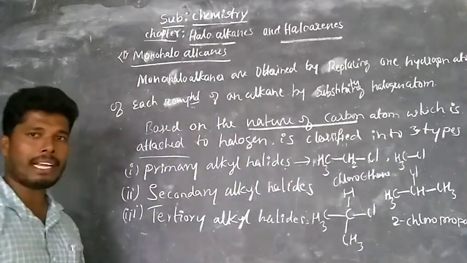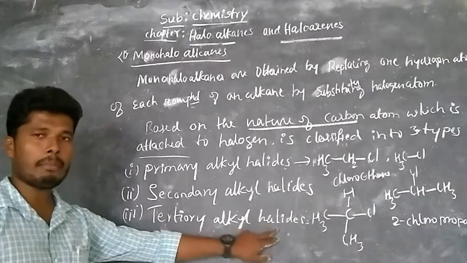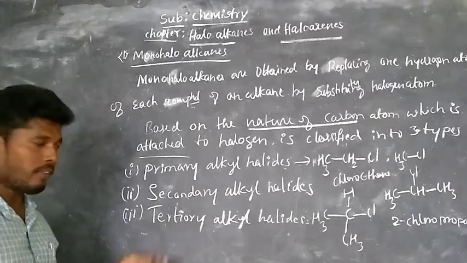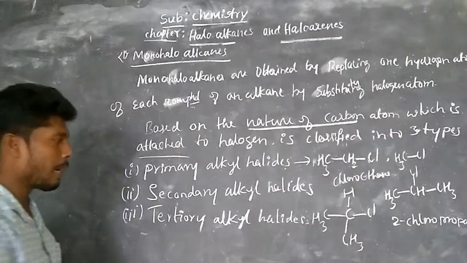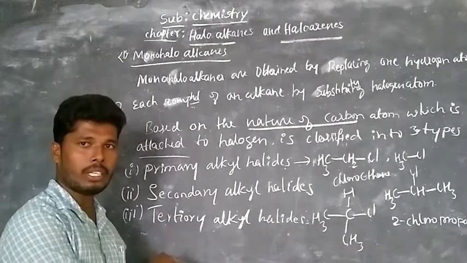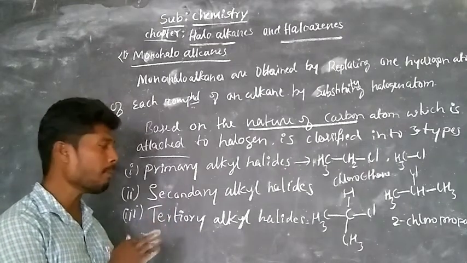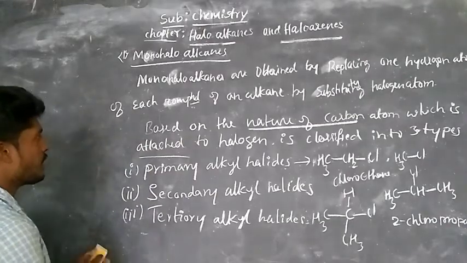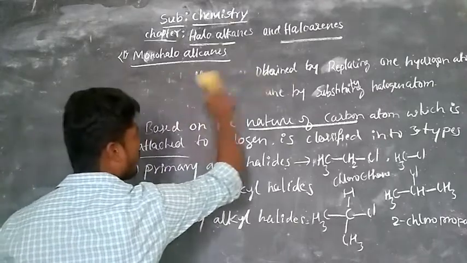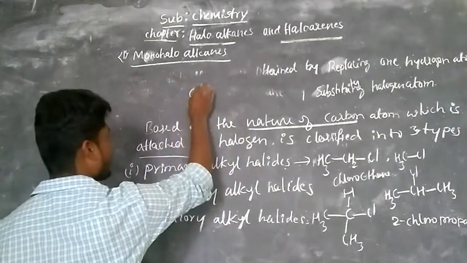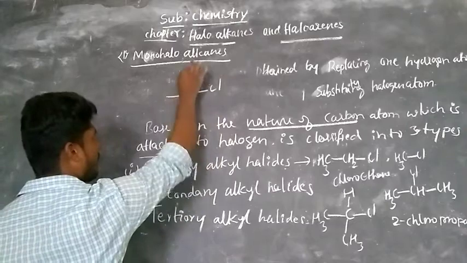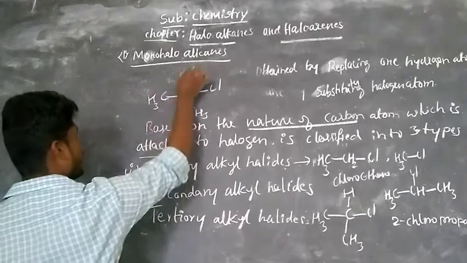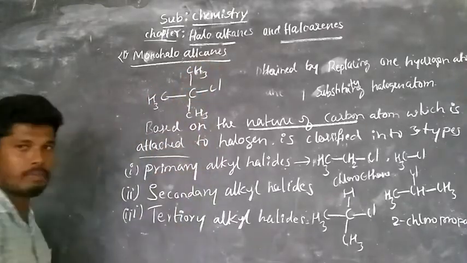Similarly, tertiary alkyl halides are defined as those where the halogen atom is connected to a tertiary carbon. Since the carbon is tertiary, there is no hydrogen. It means the carbon is interlinked to 3 carbon atoms along with the halogen. It is called a tertiary alkyl halide. For example, observe here the carbon which is connected to the halogen, and the carbon is connected to 3 alkyl groups or 3 carbon groups, that is CH3, CH3, CH3. There are no hydrogens for this carbon.